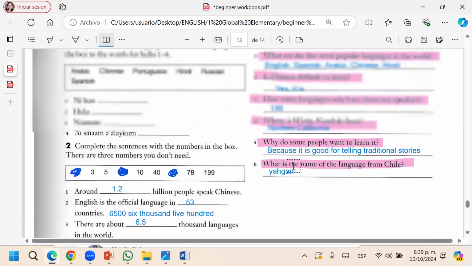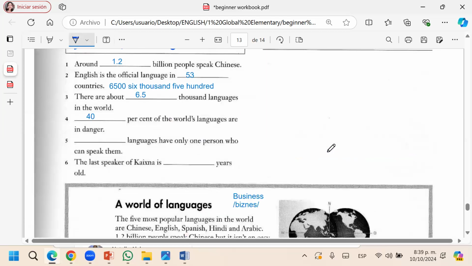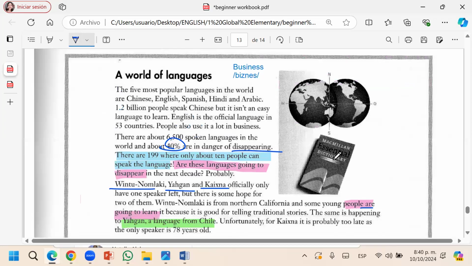Dijimos que 199 only have 10 speakers, just 10. How many have just one speaker, one person? Tell me. Just one speaker left. Let me show you. 3. ¿Cuáles son? Which ones? Solo tienen un hablante, one speaker left.